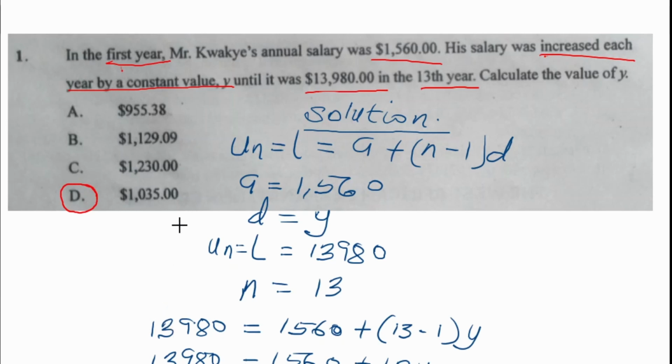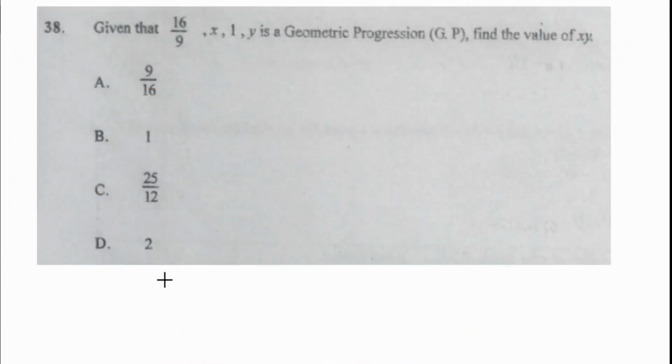Let's move on to the next question, which is 38. Question 38 says that given that 16 over 9, x, 1 and y is a geometric progression, find the value of xy. The most important information in this question is the fact that this arrangement of numbers is a geometric progression. And for every geometric progression, the common ratio r will be equal to a term divided by the term before it.